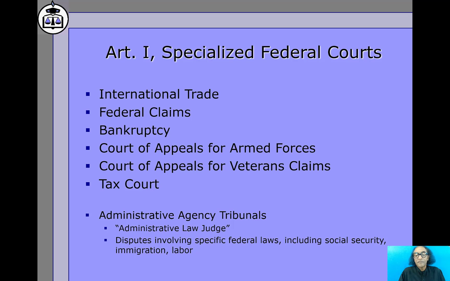Because they involve specialized kinds of legal issues, Congress has decided to create special courts. For instance, tax court involves the tax law, which is very complicated and complex, and so there are judges who specialize in those kinds of things. That's basically what the Article 1 courts do. So you need to know the distinction between Article 1 courts and Article 3 courts.